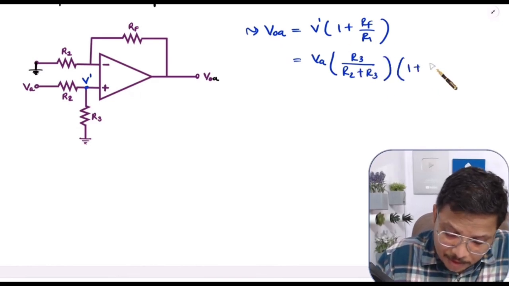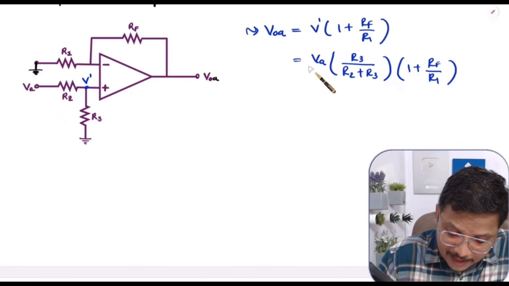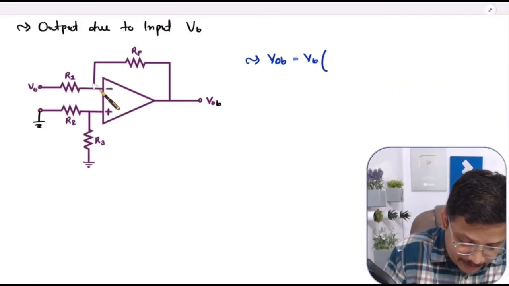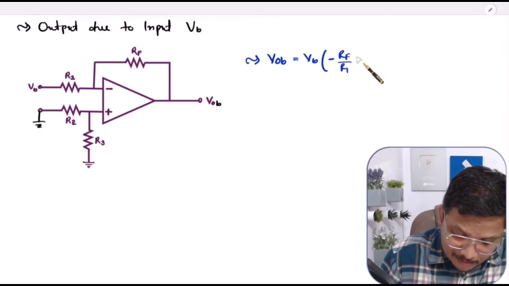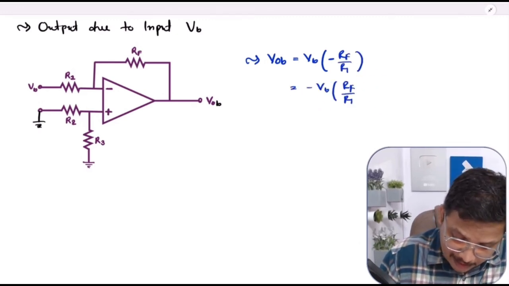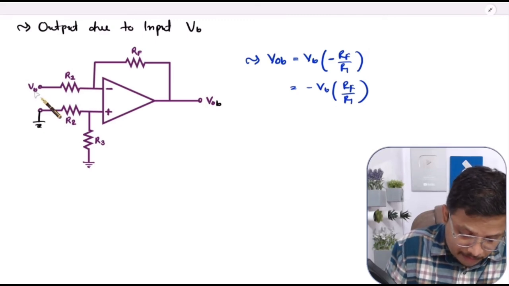So you see my output due to input VA is VA into R3 divided by R2 plus R3, into 1 plus RF by R1. Gain in inverting mode with negative feedback is how much? Minus RF by R1, right? So here VOB is minus of VB into RF by R1. So now we have output due to input A and input B, right?